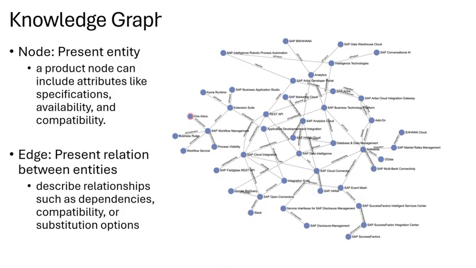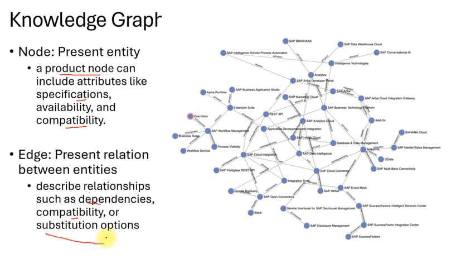The nodes, like I said, present entities, which can be a product node. And the product node can include some attributes such as specification, availability, and compatibilities. Nodes are connected by edges. The edge presents a relation between entities, such as dependencies, compatibility, or substitution options.